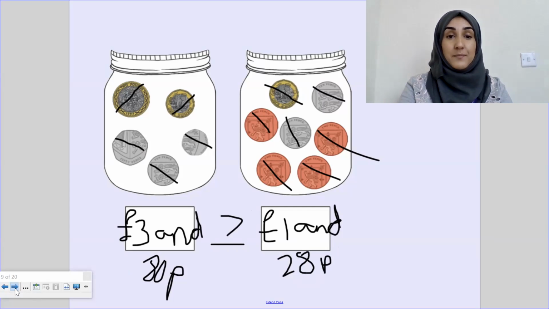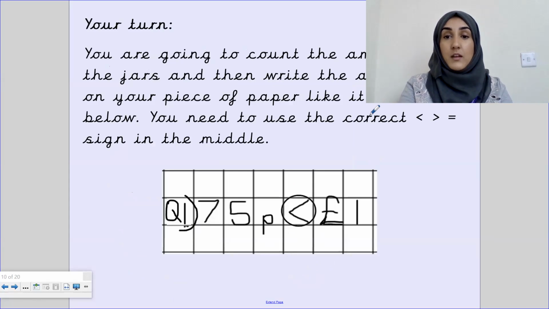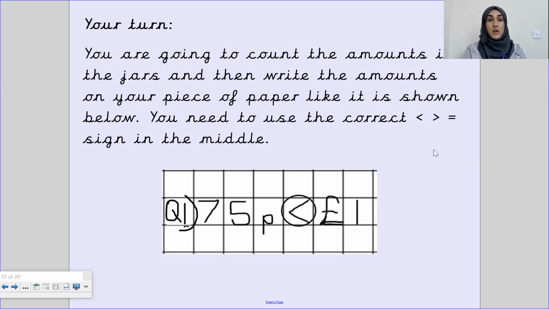Great stuff. Okay, your turn. Let's make my face a little bit smaller now so you can see what the writing is. So your turn. You are going to count the amounts in the jars, which I'm going to show you on the next screen, and then write the amounts on your piece of paper or on your laminated part whole model. On the opposite side, you have a grid like this where you can write it on.